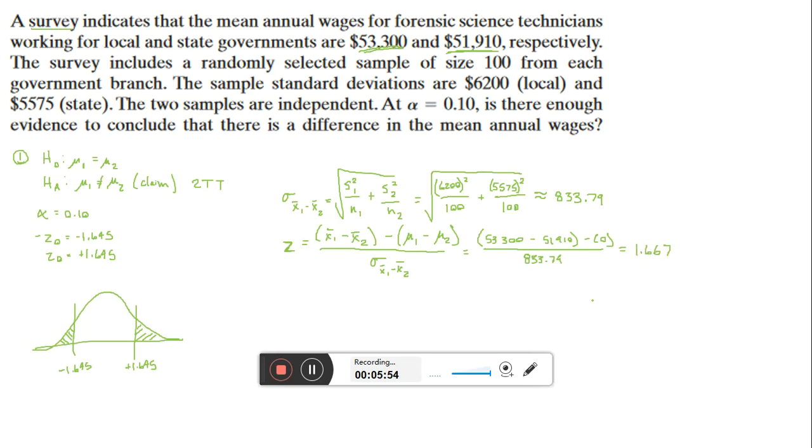1.667. Now 1.667, and let me switch colors here, this will definitely fall right here, and that is in the rejection region. So we reject our null hypothesis. If you were to write a sentence about that, you would say, therefore, there is enough evidence at the 10% level of significance to support the claim that there is a difference in the mean annual wages for forensic science technicians working for local and state governments.